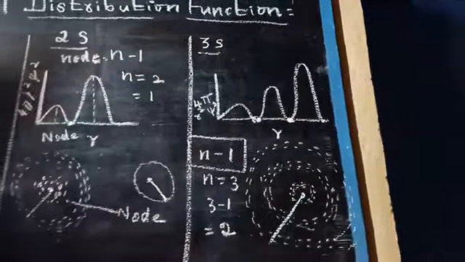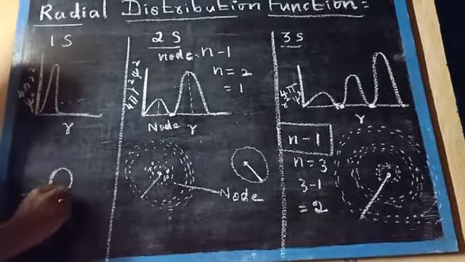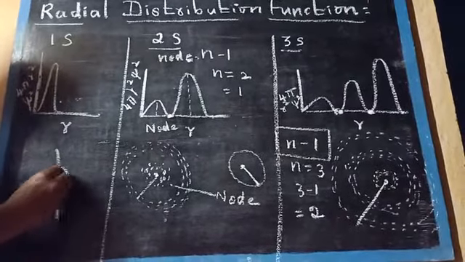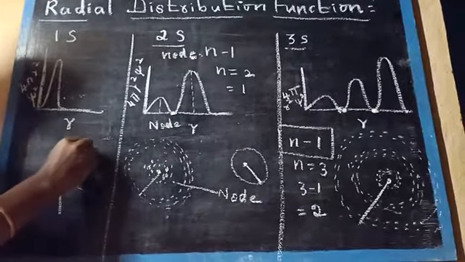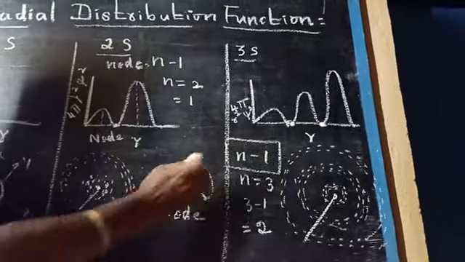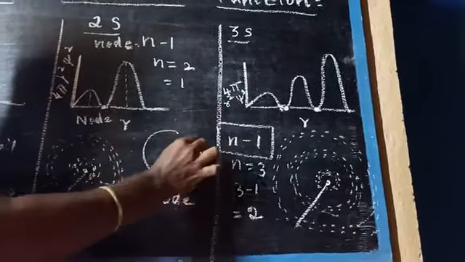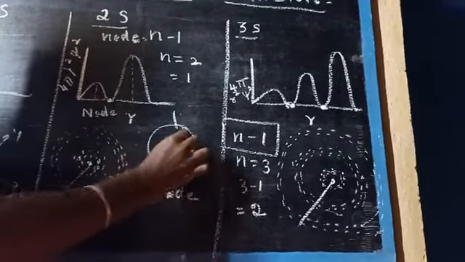Okay, so here is the 1s orbital diagram. It is a spherical shape, with three axes: x axis, y axis and z axis. In the 2s orbital, the size increases. The 2s orbital is a spherical shape. The s orbital is a spherical shape.